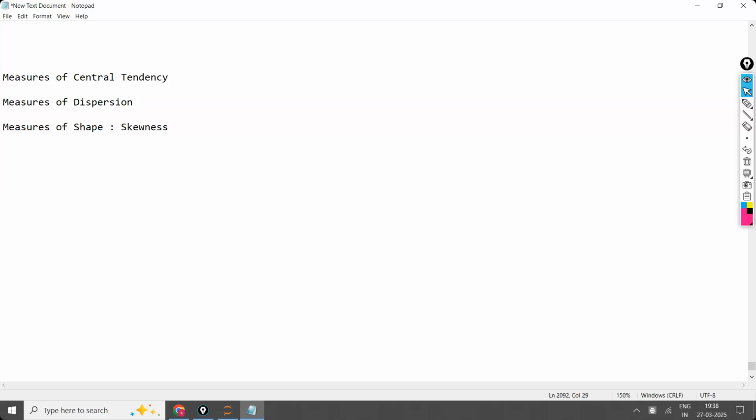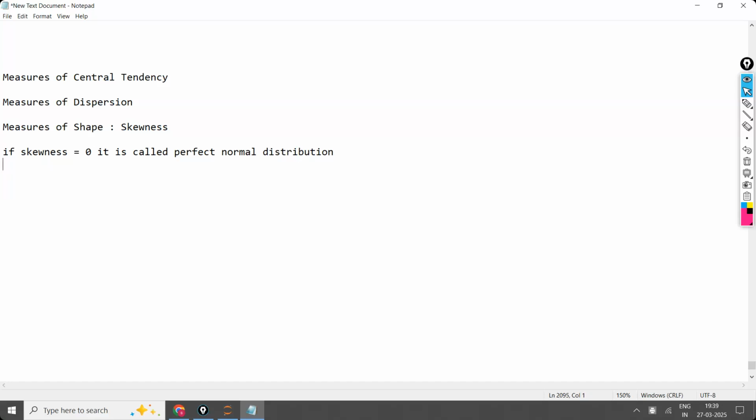What is meant by skewness? If the skewness value is equal to 0, it is called a perfect normal distribution, which is a symmetrical distribution. Already I told you what a normal distribution is. Normal distribution means symmetrical distribution. Symmetrical distributions are called normal distributions. Now, if the skewness is equal to 0, it is called a perfect normal distribution.